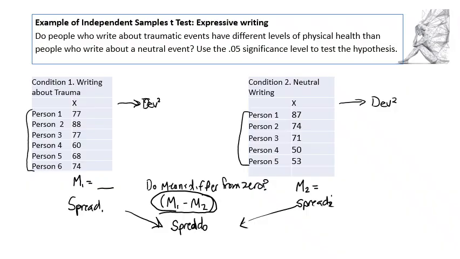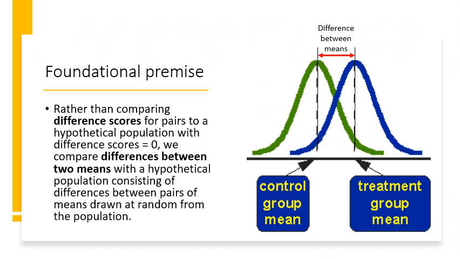So now let's look a little bit more at the underpinnings of this. Rather than comparing different scores for pairs to a hypothetical population, which is what we were doing before in the paired samples, we compare the difference between two means, and this is really an important distinction. So now we don't have one mean anymore, we have two means. And this is what we're looking at.